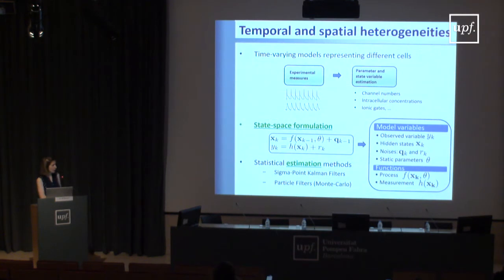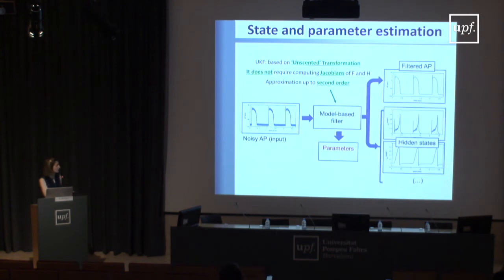We've started with the unscented Kalman filter for this nonlinear problem, but we are also investigating now methods based on particle filters. And we use these to estimate the specific characteristics for each individual cell that we investigate. So basically, we have this noisy data from the experimental recordings. We use this type of unscented Kalman filter that I was mentioning before, and we get, as a result, an estimation of the action potential without the noise, and the hidden states plus the parameters of the model.